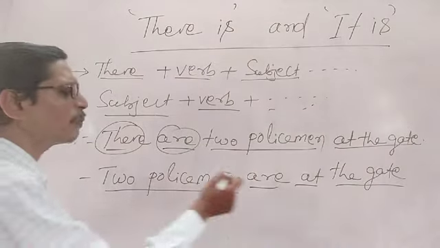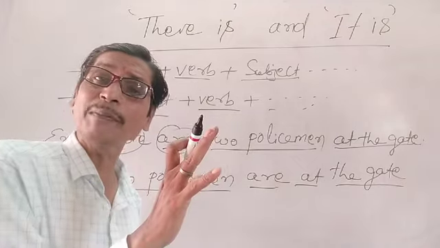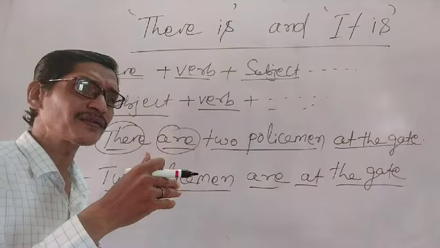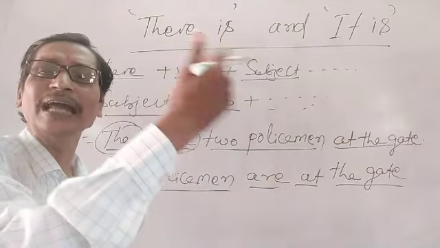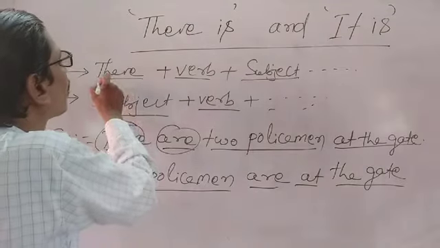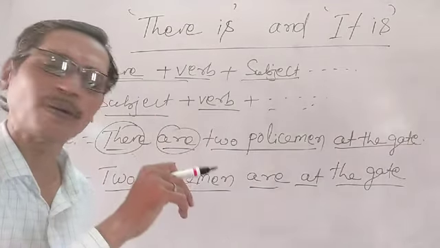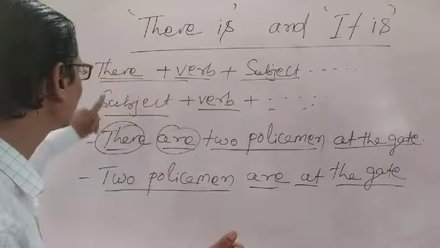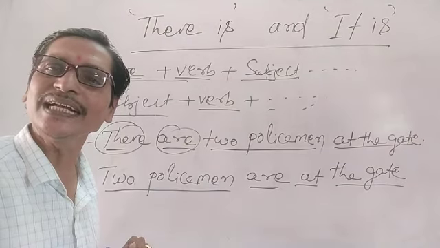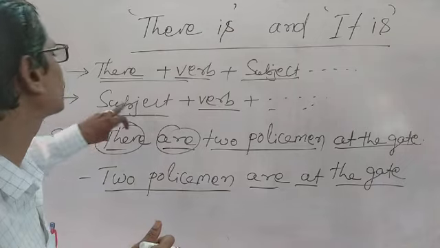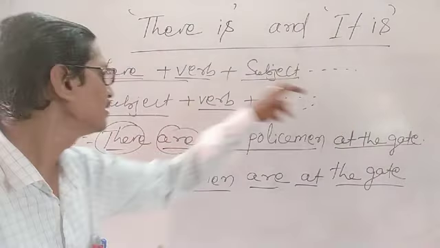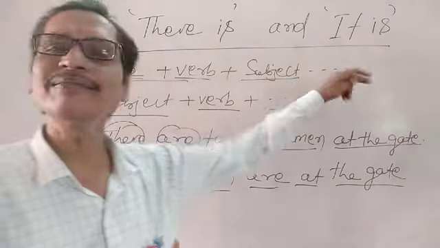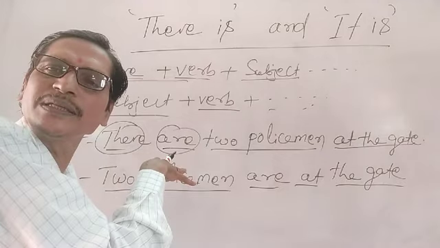But when we write two policemen are at the gate, it is no doubt grammatically correct, but still it has some problems in understanding in accordance with this structure. So we should always follow there plus the be verb, because the be verb expresses the presence or the existence when used with there. Understand? So instead of using subject plus verb plus complement, we should use there plus be verb, then subject, then the complement. So you understood from these two examples?